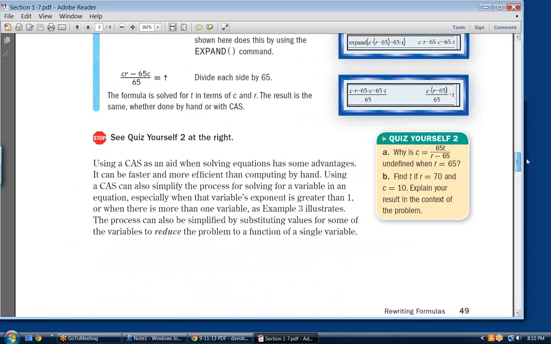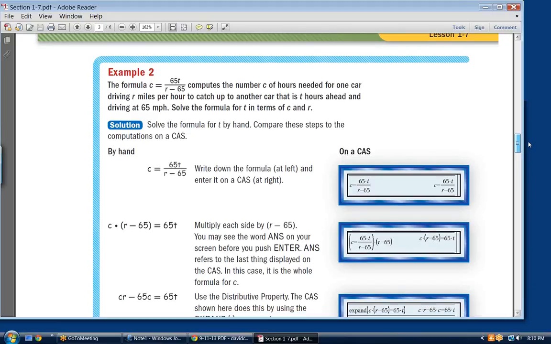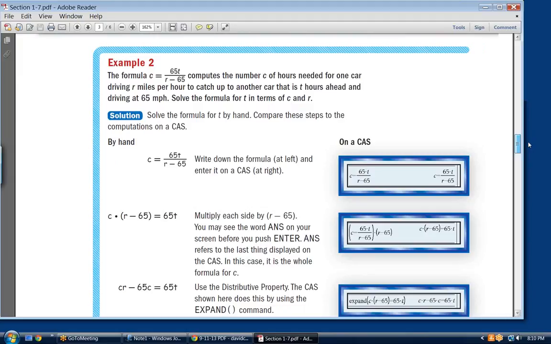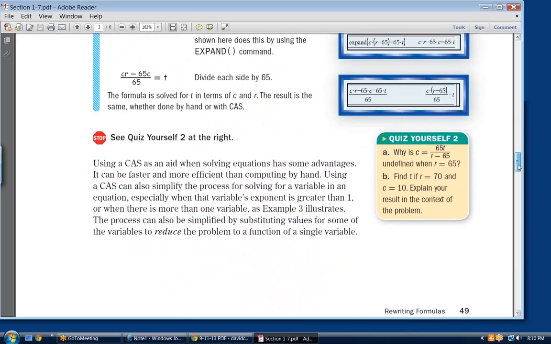What is R again? R is for one car driving R miles per hour to catch up to another car that is T hours ahead and driving at 65. Well, obviously, if R was 65, we would never catch up, right? Right. So R has to be greater. And notice also that if R is 65, we're going to be dividing by 0, which violates the first rule of mathematics. So this is just going to be algebra.